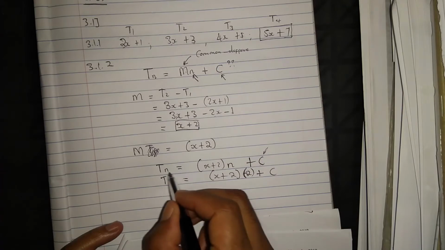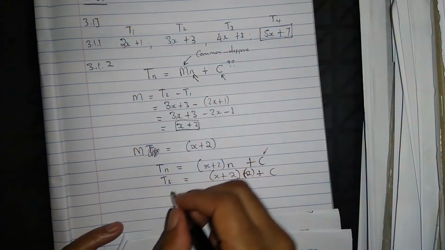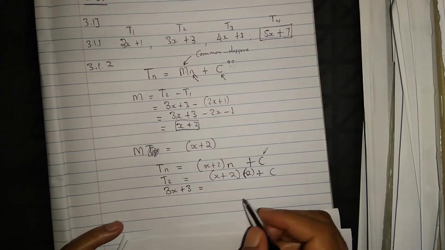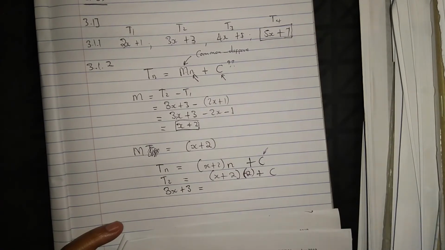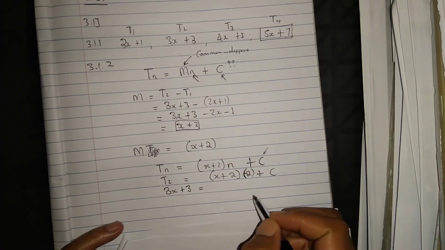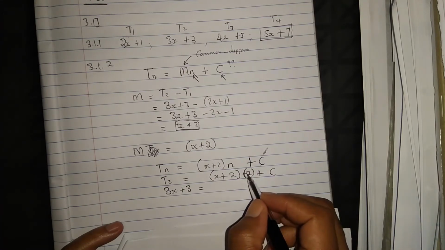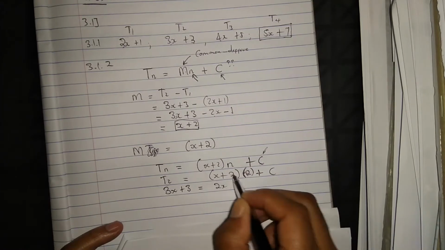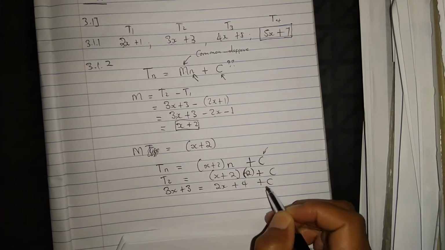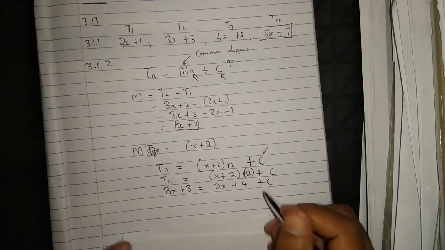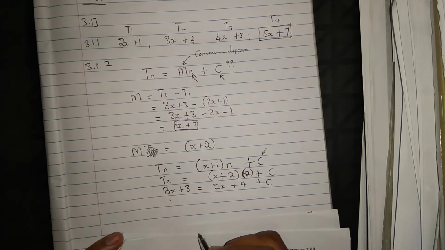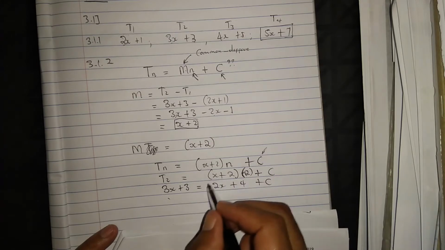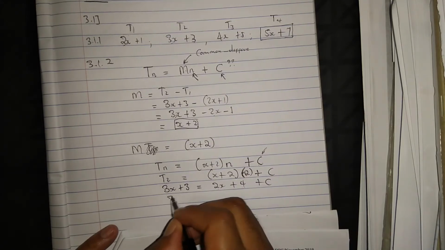Therefore, from the pattern, I can see that T2 is also equal to 3x plus 3 equal to, now let's multiply here, and it's 2 times x is 2x, 2 times 2 is 4 plus c, and then, because I want c, I want the value of c in terms of x, you transpose these two terms to the left hand side.